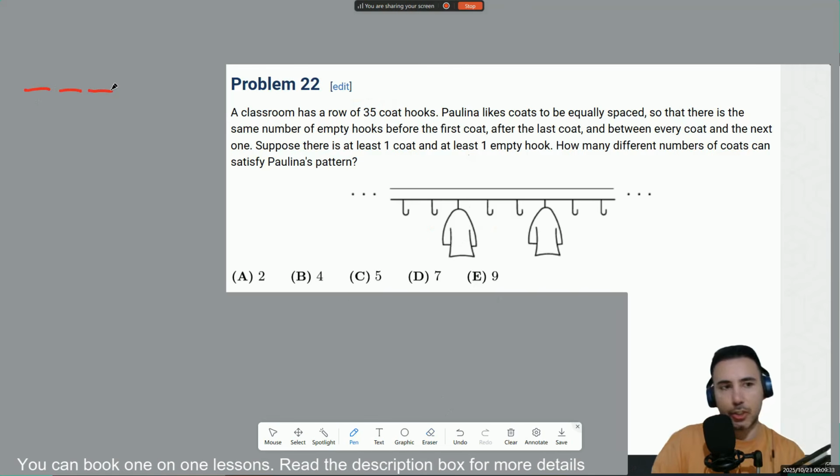We have only 3 hooks. Can I have C, C, C? No, because I need an empty hook. Can I go C, empty space, C, empty space? Does it satisfy what the question's saying? The same number of empty hooks before the first code, yes, 1. And after the last code, 1. So there is no between every code, so it's okay, right?